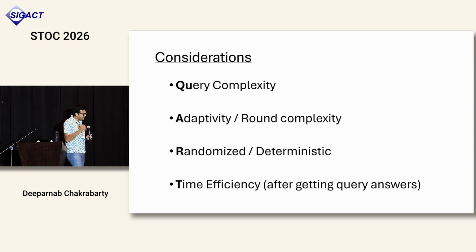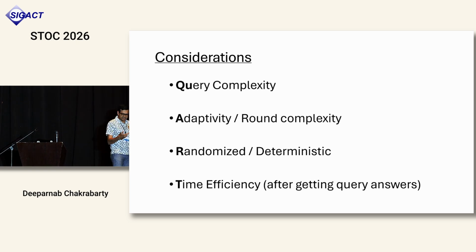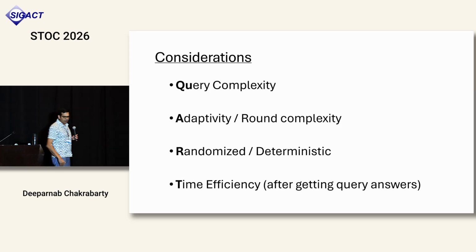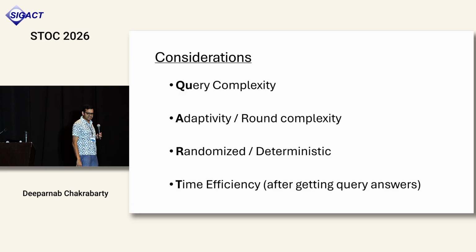We will be focusing on the query complexity, how many questions you need to solve the problem. That's one thing that will be, in some sense, the main consideration. The other thing that we'll look at in many talks in this workshop is adaptivity, so how many times you have to ask these questions, get answers, and ask questions again. So this adaptivity or round complexity of these algorithms is another consideration. Whether it is randomized or deterministic, that's another consideration.